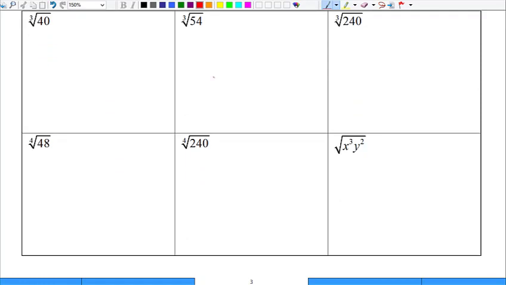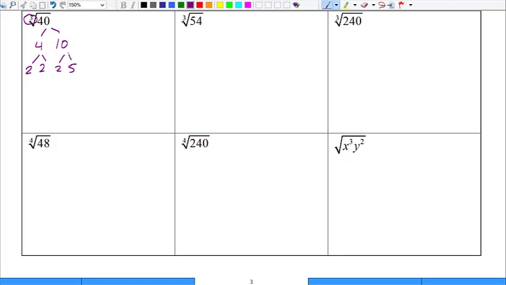So this next example is a cube root. Because there's a little 3 up here, the only difference is I'm going to be looking for groups of 3 to go out of the house. So I'm going to start the process the same. 40 is 4 times 10. 4 is 2 times 2. 10 is 2 times 5.